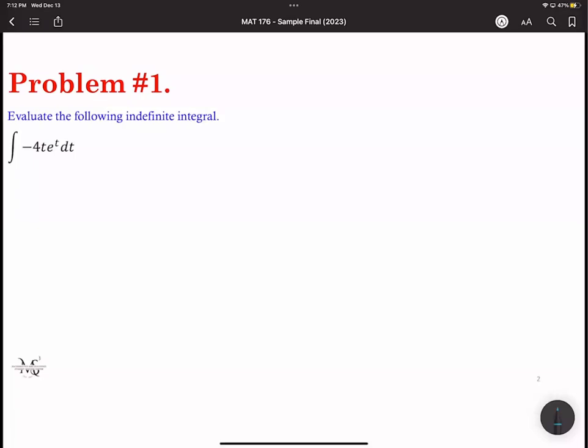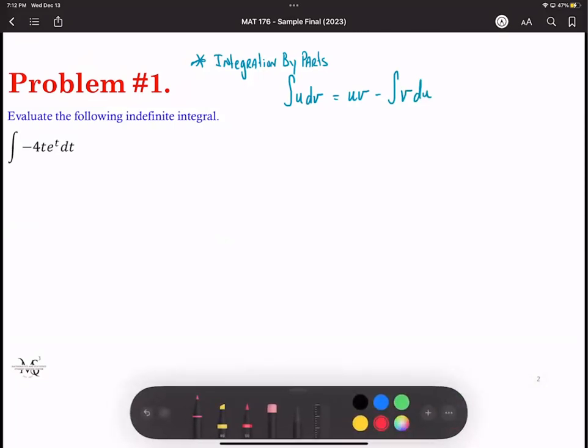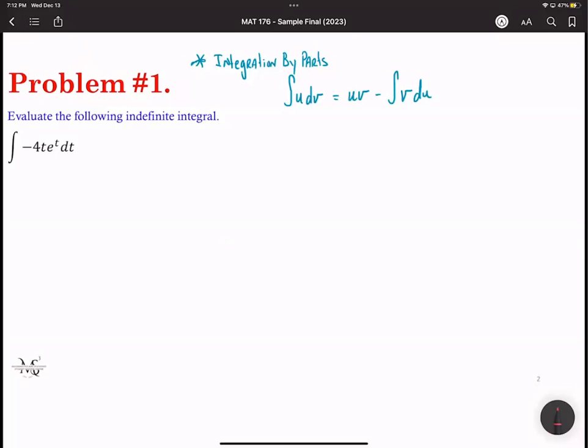So to solve this problem, we need to use integration by parts. And the formula for integration by parts says that if you have the integral in the form of u dv, this is equal to u times v minus the integral of v du. So what I need to do is to find my u and dv inside of this integral.